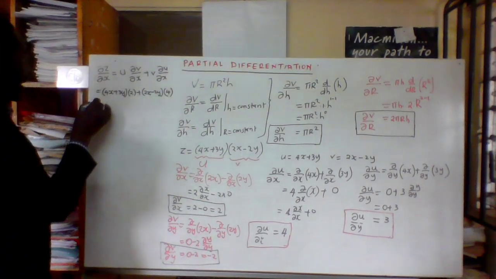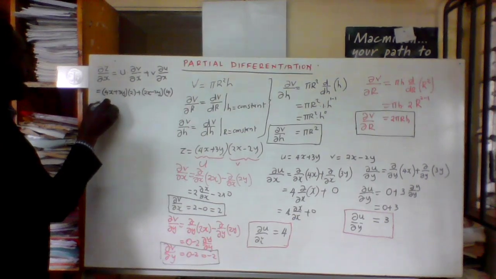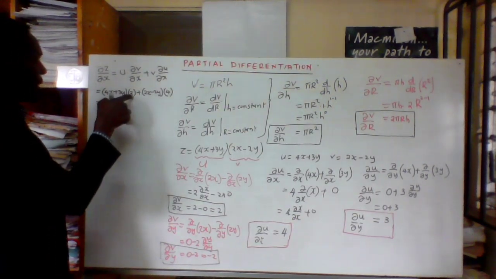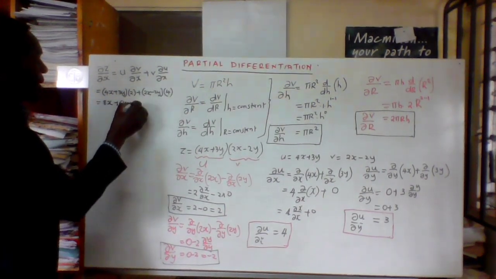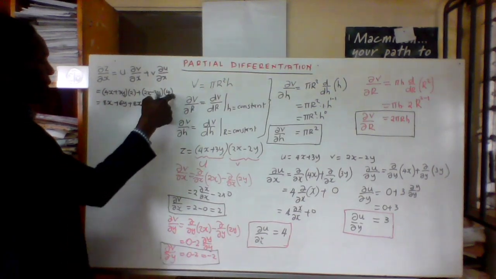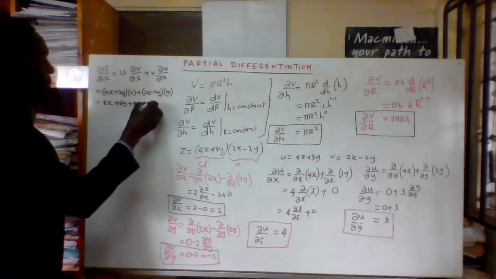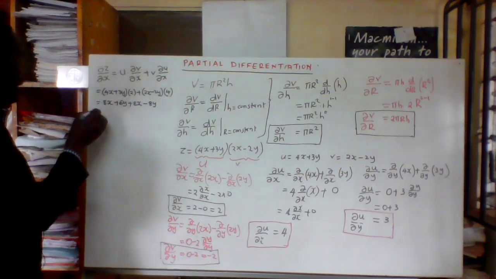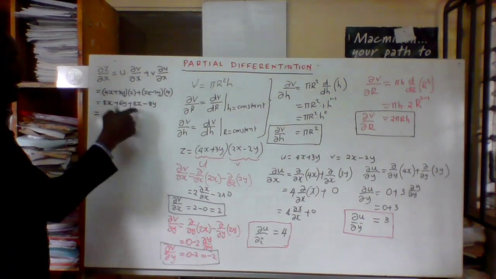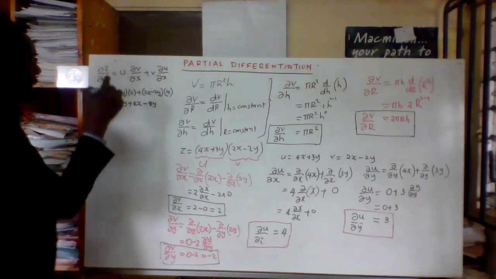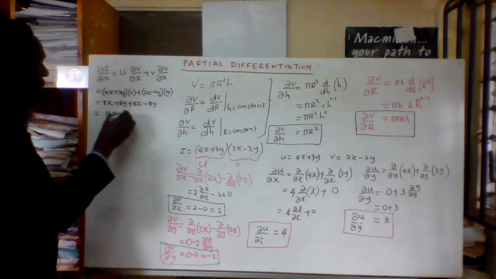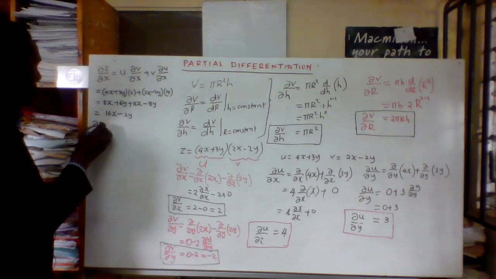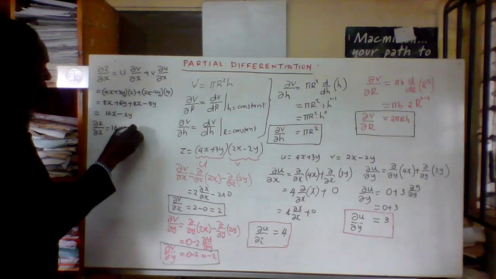Then we open the brackets with 2 here. 2 times 4x is 8x plus 2 times 3y is 6y. Then we add 4 times 2x is 8x minus 4 times minus 2y is minus 8y. Then we put like terms together. 8x plus 8x is 16x. 6y minus 8y is minus 2y. That is, partial derivative of z with respect to x is equal to 16x minus 2y.